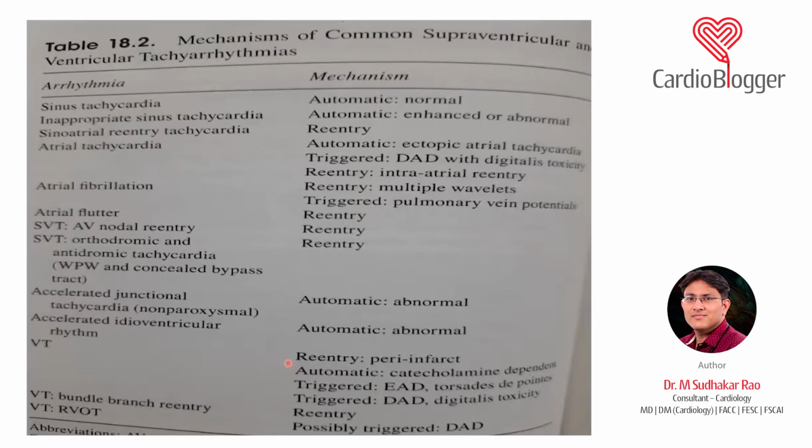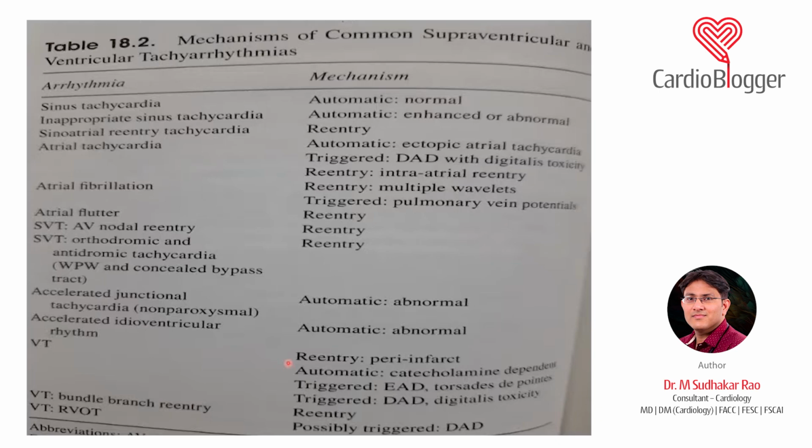AIVR, which you see in most MIs with reperfusion arrhythmias, is due to abnormal automaticity. Similarly, VT in the peri-infarct zone, as I already told you, is because of re-entry. Catecholamine-independent VT is due to automaticity. If it is torsades de pointes or RVOT VT, it is because of triggered activity. Similarly, digitalis toxicity-induced VT is because of triggered activity. So VT can be because of all mechanisms. Atrial tachycardia can be because of all mechanisms.